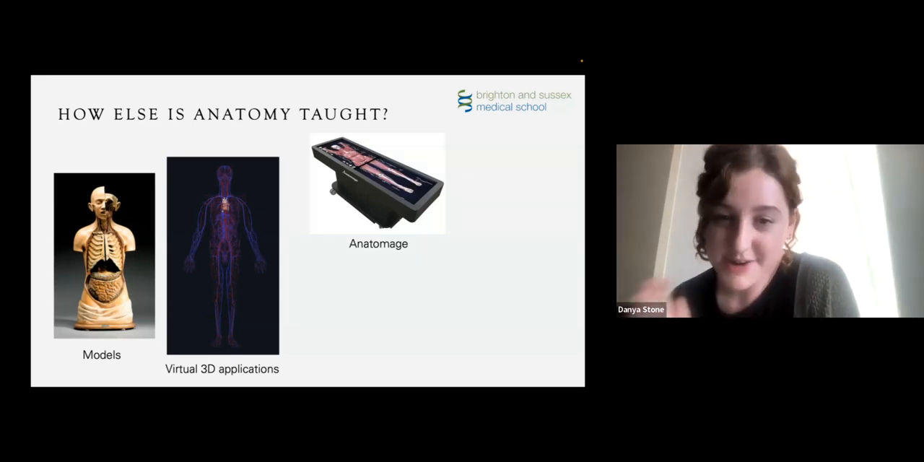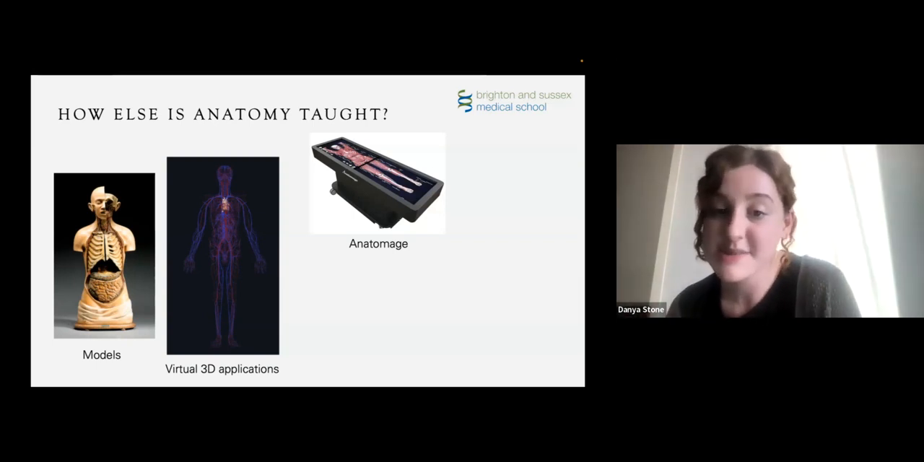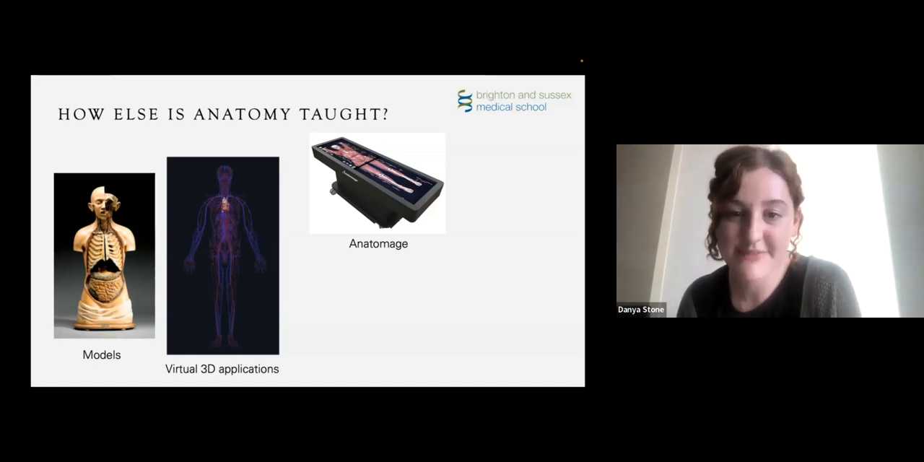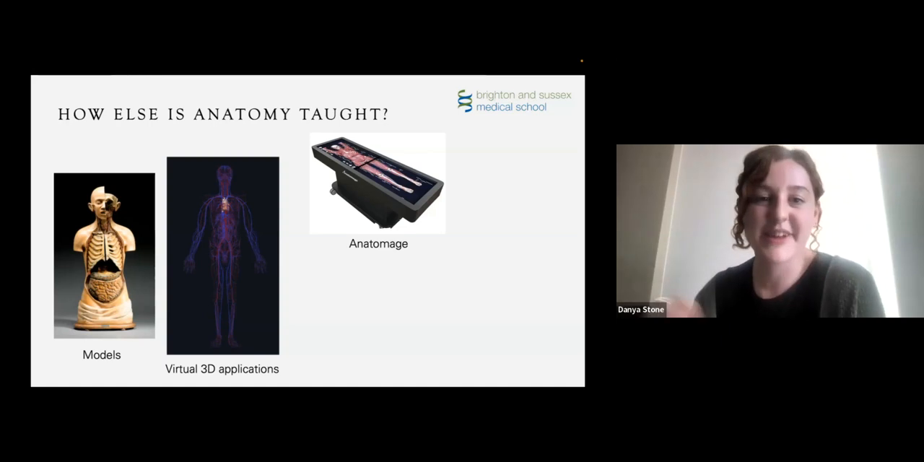Another method that we don't use, but a lot of medical schools do, is Anatomage. So Anatomage allows you to perform a virtual dissection on a table using this virtual model. So it really replicates the dissection experience, but virtually.